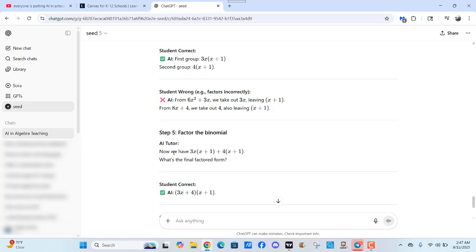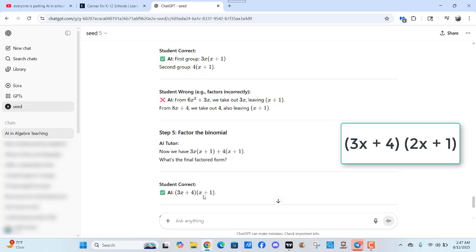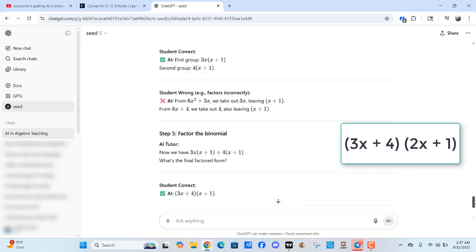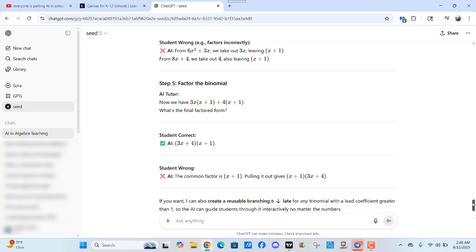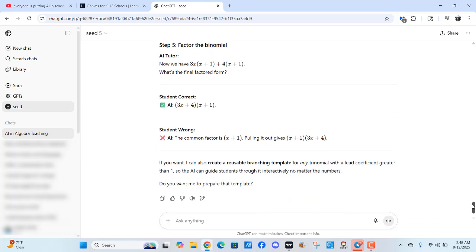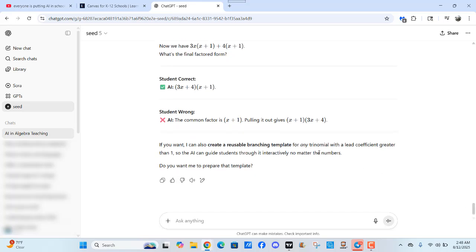Factor the binomial, AI tutor: we now have 3x times x plus 1 plus 4 times x plus 1. What's the final factored form? AI: 3x plus 4 times x plus 1. This should actually be 3x plus 4 times 2x plus 1. So ChatGPT got it wrong. And then if the student is wrong, AI says the common factor is x plus 1. Actually, the common factor is 2x plus 1. Now, AI says if you want, I can also create a reusable branching template for any trinomial. Nah, I don't think I'm going to do that.